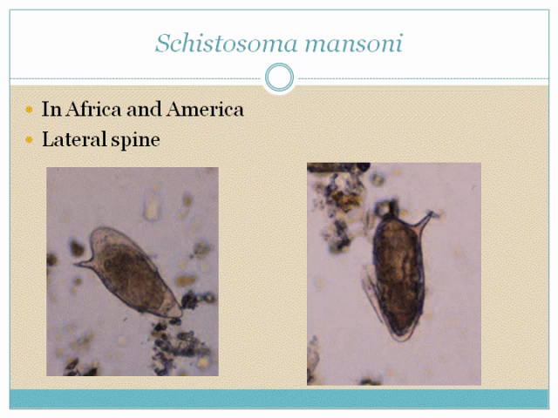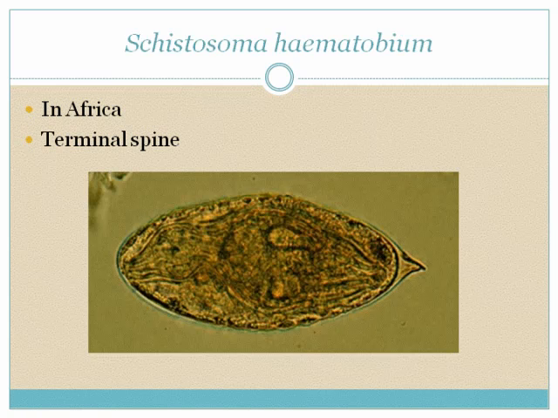Schistosoma mansoni is seen in Africa and America. A characteristic of this egg is that it has a lateral spine, and you will diagnose this by seeing the egg in the stool specimen. Schistosoma haematobium, you'll see this in Africa. This one has a terminal spine, and you will see that in the urine.